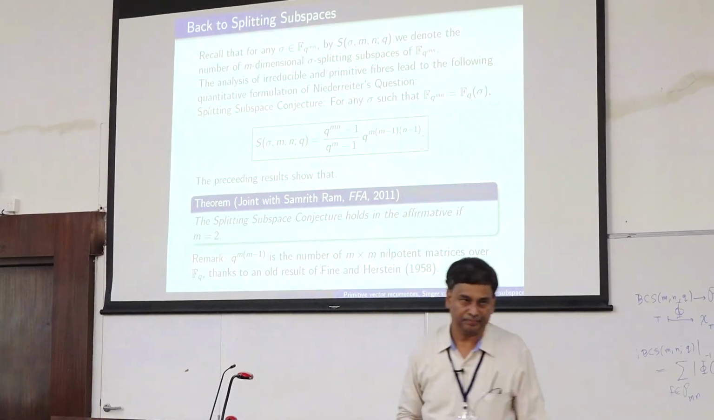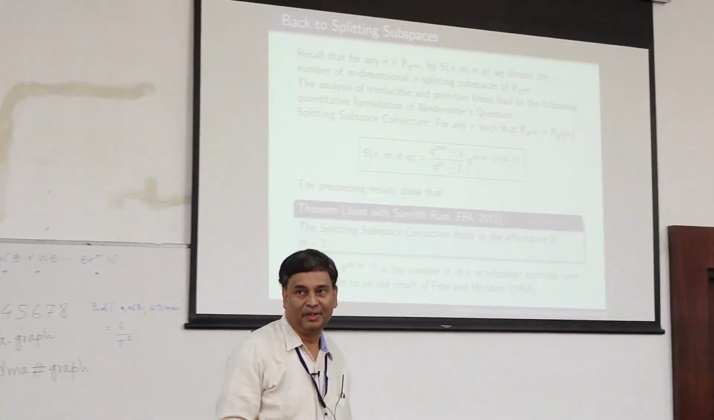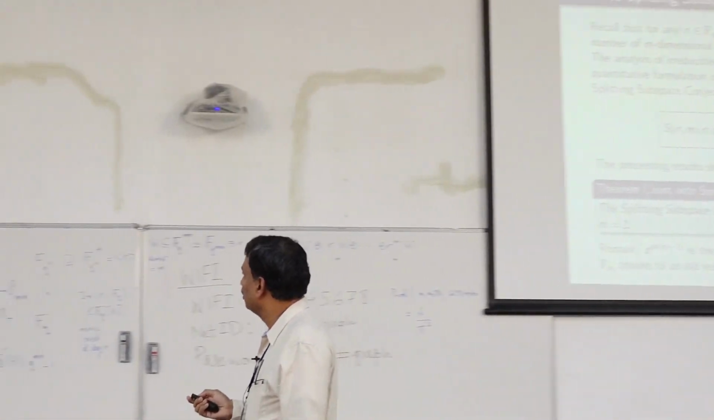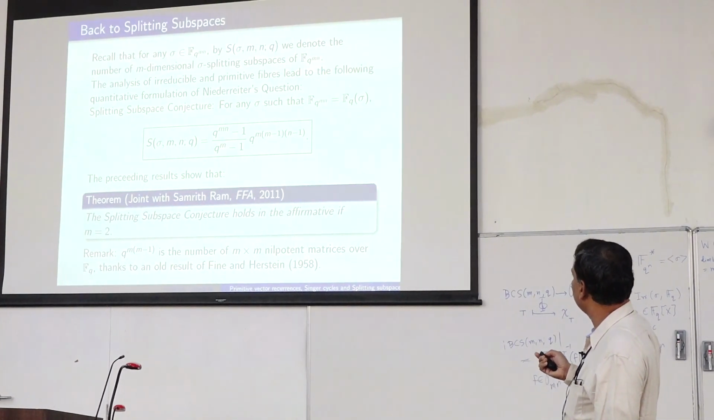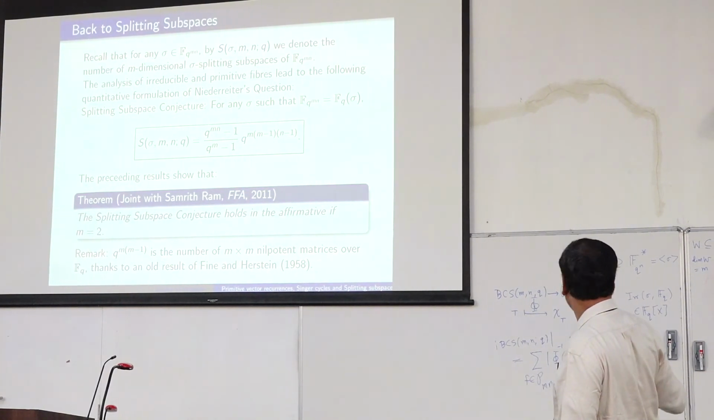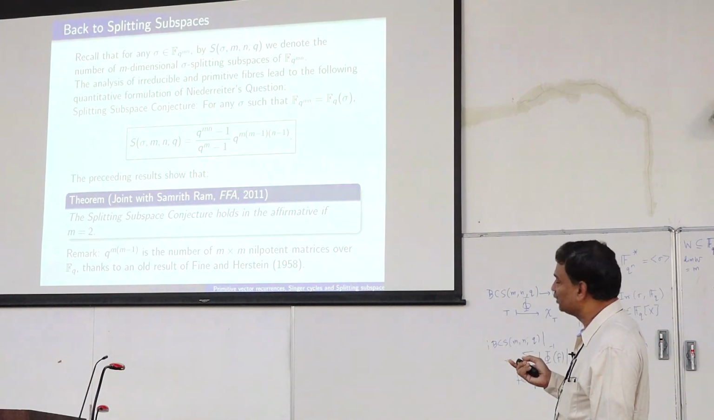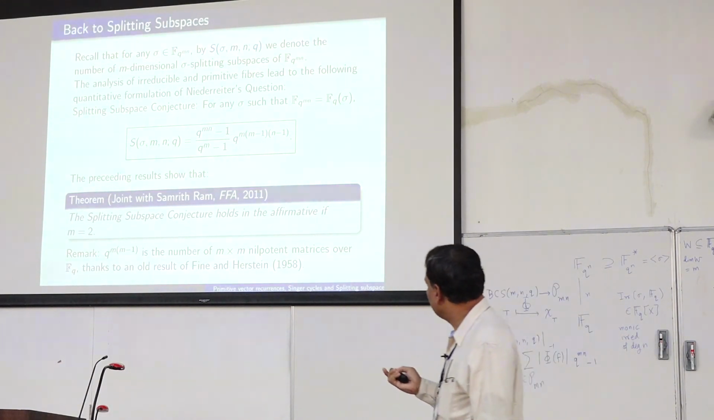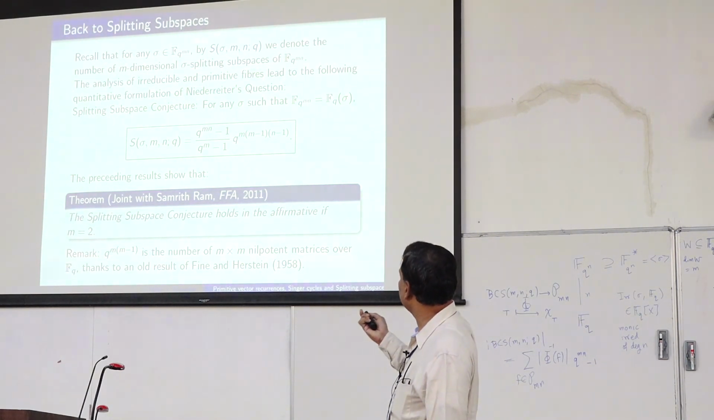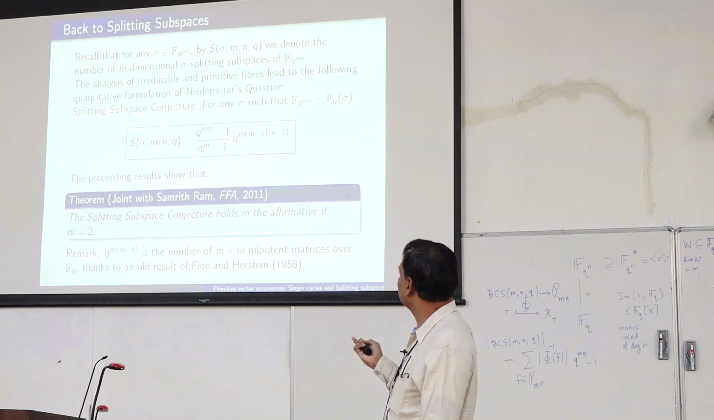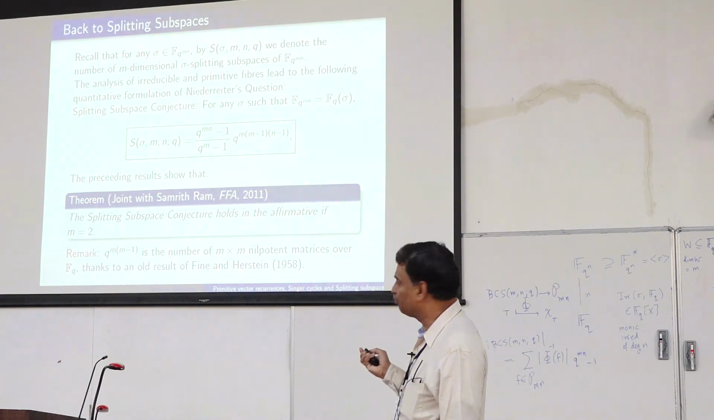5 minutes? Okay. In 5 minutes I will finish. So remember, we are talking about splitting subspaces and this question of Niederreiter. And I gave a name, S sigma m n q, the number of m dimensional sigma splitting subspaces. And this analysis of irreducible and primitive fibers and so on that we did, in fact, led to a quantitative formulation of Niederreiter's question. Niederreiter asked what is this number, and we said, well, this number should be this. And you see, it is somewhat similar to what we had before.